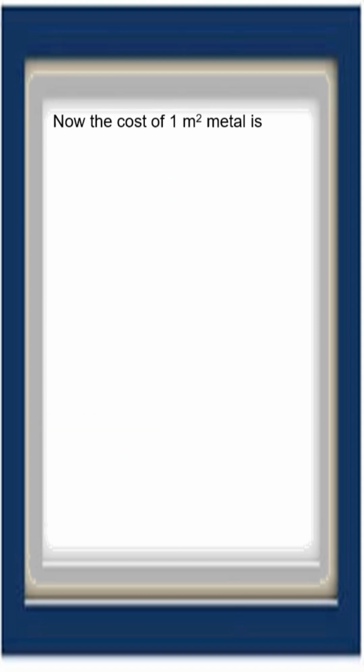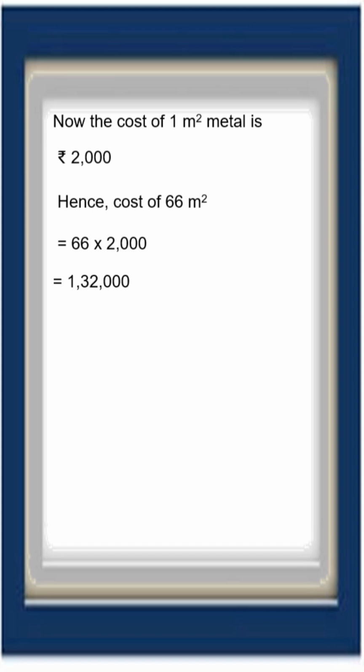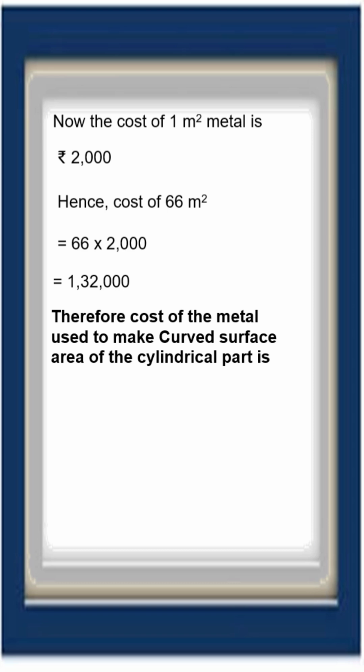Now the cost of 1 meter square metal is rupees 2000. Hence cost of 66 meter square is equal to 66 into 2000. That is equal to 1,32,000. Therefore, cost of metal used to make the curved surface area of the cylindrical part is 1,32,000 rupees.